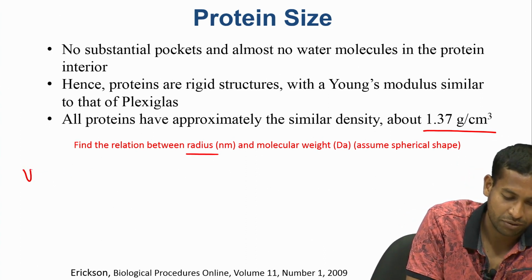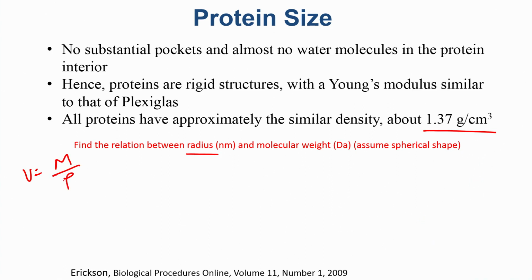And so, we know that volume is equal to mass by density. Now, since we know that, how do we define mass here? Let us say we are talking about 1 mole of protein. In terms of 1 mole of protein, the volume of 1 mole of protein is equal to essentially molecular weight, where this molecular weight is in Daltons, divided by the density we just found out, 1.37 gram per centimeter cube.